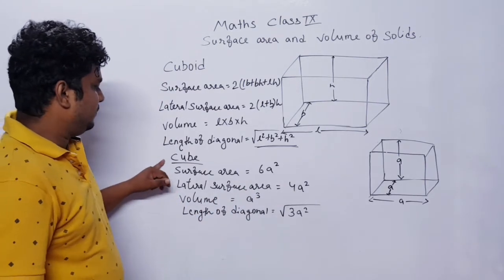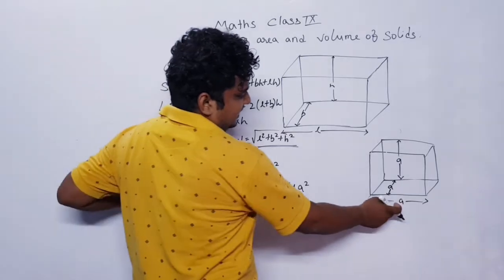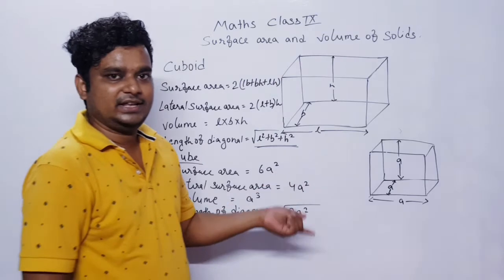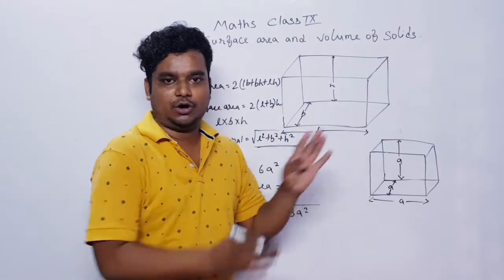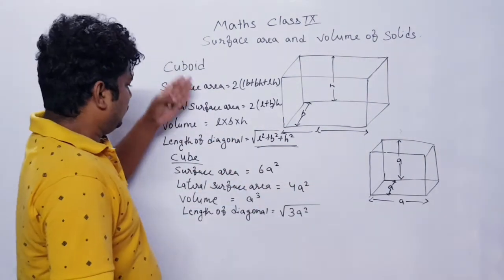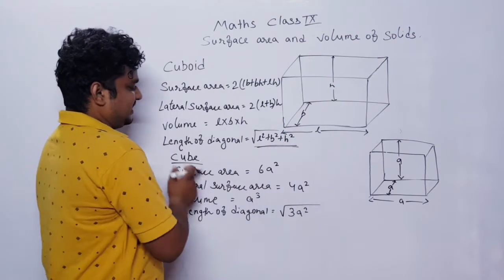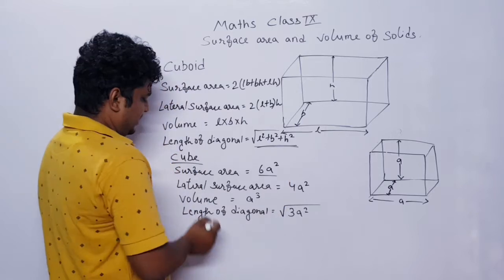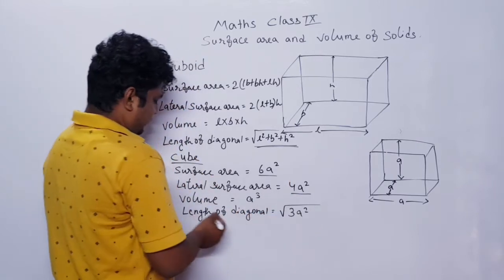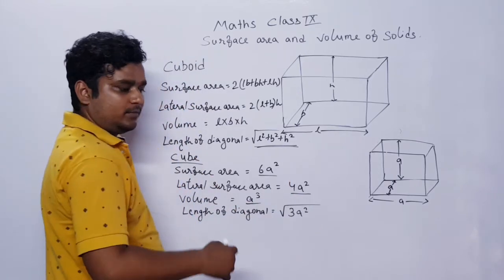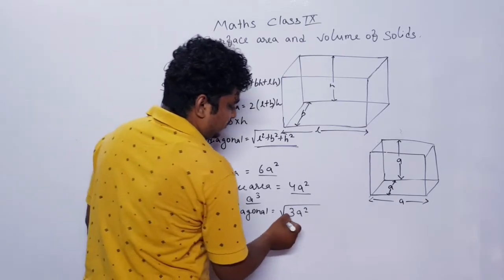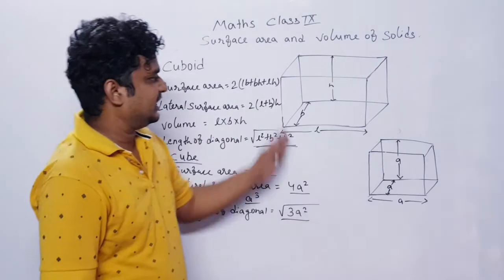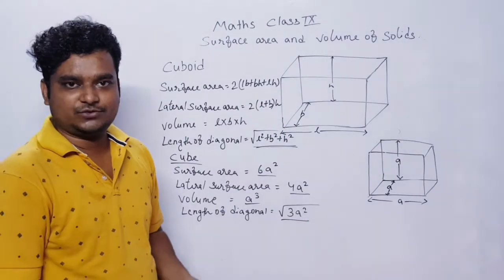Now we are coming to cube. In cube the figure is in this particular way, all the sides are equal. Length equals A, breadth equals A, height equals A, all the things are A over here. So whenever we are finding the surface area of cube, we write 6a square, lateral surface area 4a square, volume a cube, and length of the diagonal is equal to root over 3 into a. So these are the formulas. Using these formulas, we are coming to the exercise questions.